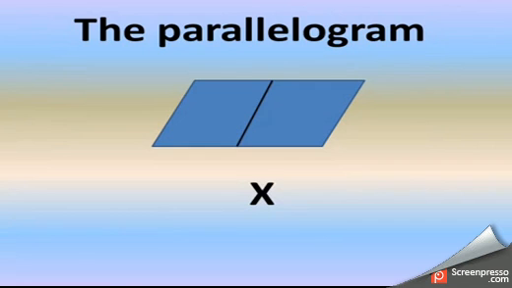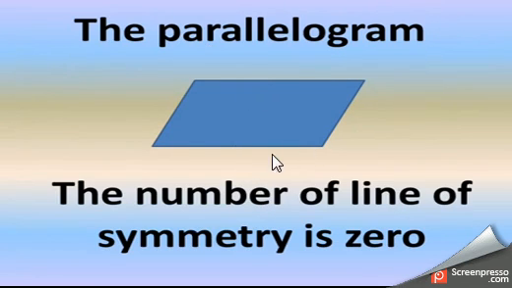So, mister, can I say the number of lines of symmetry of a parallelogram is 0? Yes, because when I draw the diagonal of the parallelogram, or draw a line dividing this side into equal sides and this into equal sides, I can't consider it a line of symmetry because these two parts won't completely cover each other.